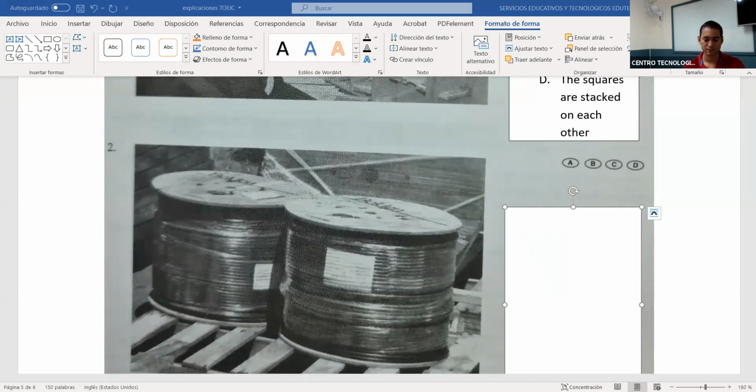Number 2. Look at the picture marked number 2 in your book. A. The cable is old and rusty.